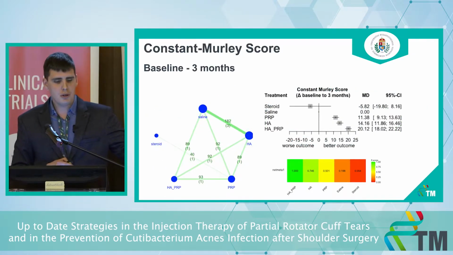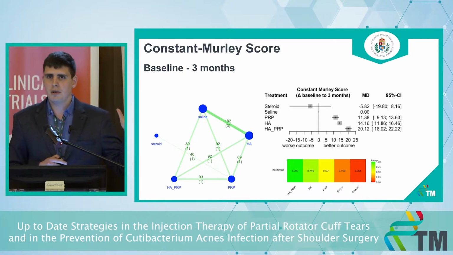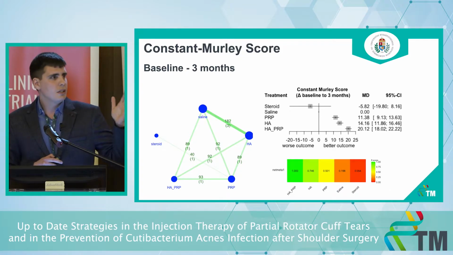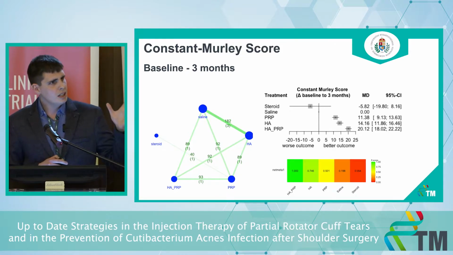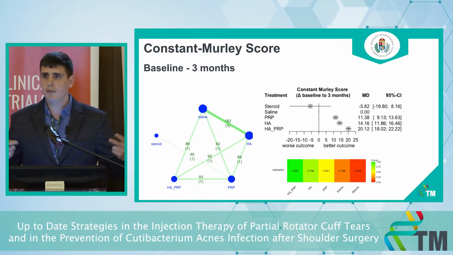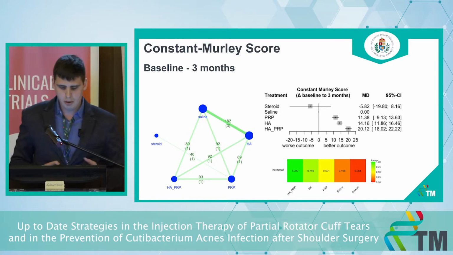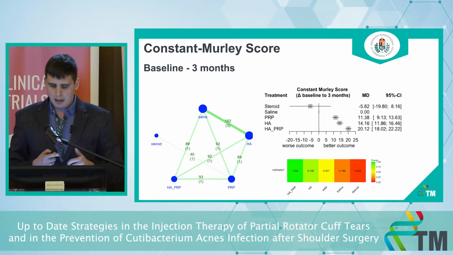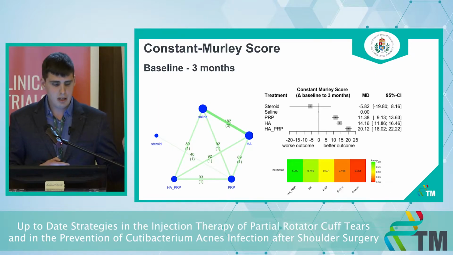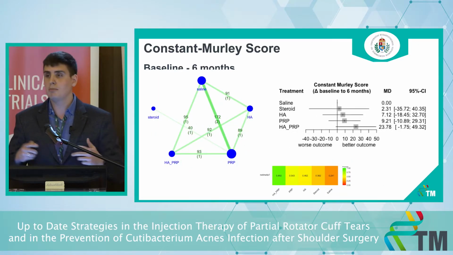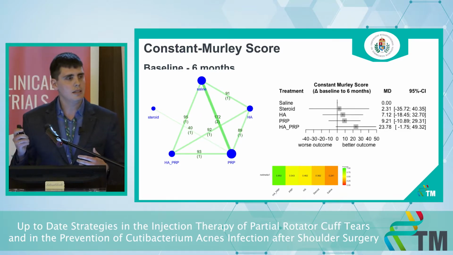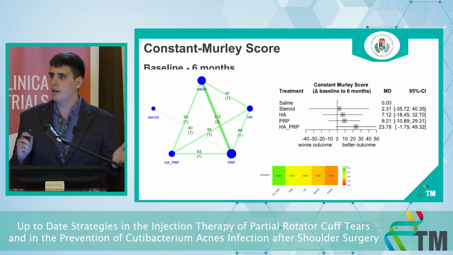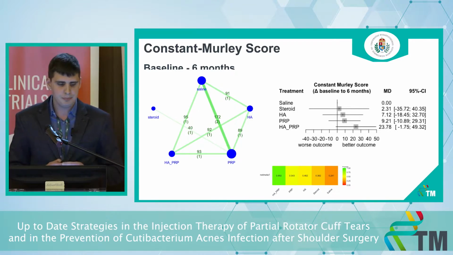Here is our first graph. This shows the Constant-Murley score. The Constant-Murley score ranges from 0 to 100 points; 0 is the worst, 100 is the best. It covers the range of motion of the shoulder, the pain of the shoulder, and the general feeling of the patient about the shoulder. It's really interesting that we have a significantly better outcome compared with the placebo in the PRP, hyaluronic acid, and hyaluronic acid plus PRP groups. But after 6 months of follow-up, we didn't have any significant difference compared with the saline, the placebo solution.